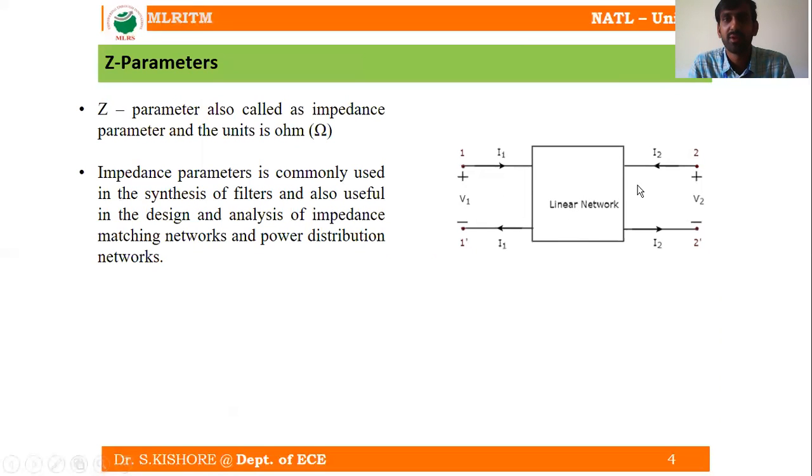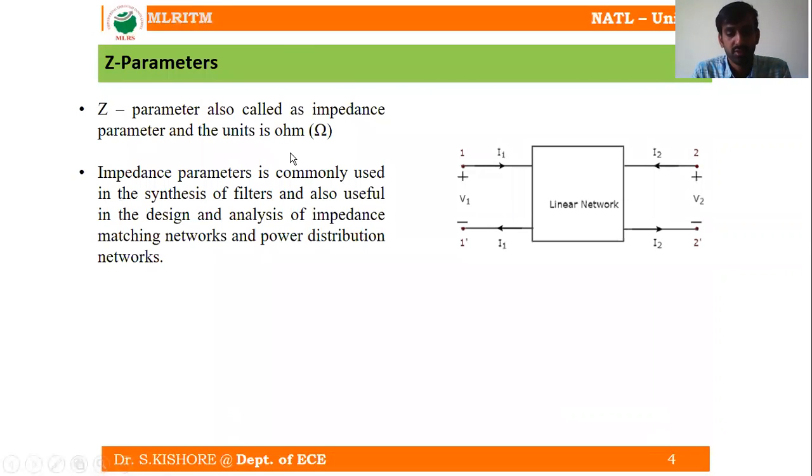Among those six parameters, one is the Z parameter. The Z parameter is also known as the impedance parameter, and we can also call it the open circuit impedance parameter. Why it is known as the open circuit impedance parameter, we will come across. The unit for the Z parameters is ohms, as the unit for impedance is ohms.